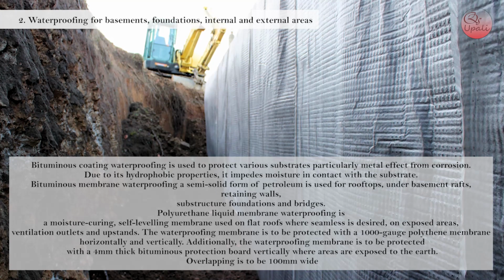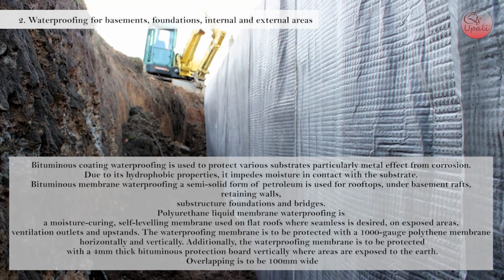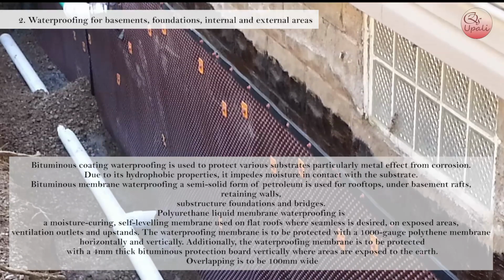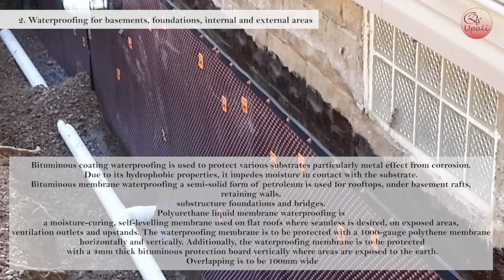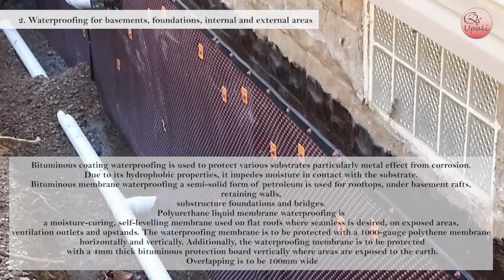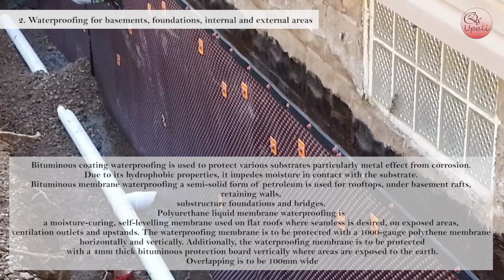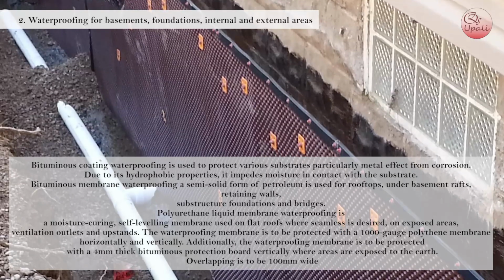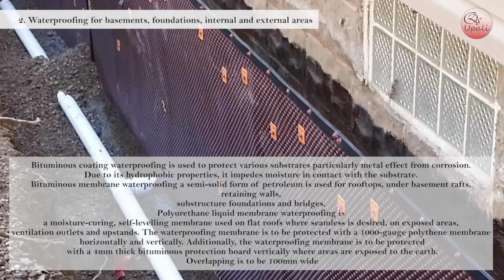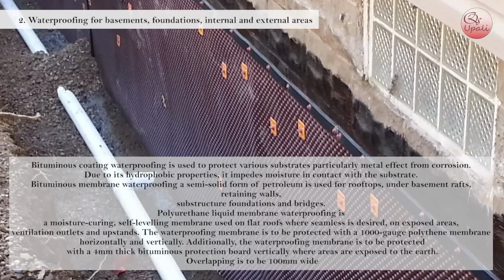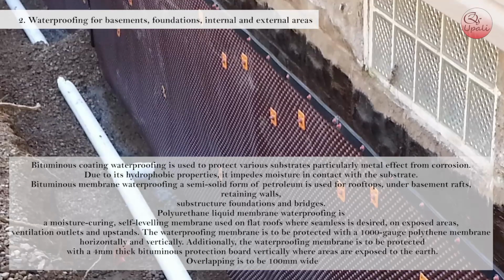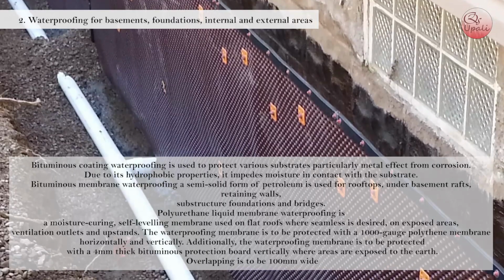Bituminous membrane waterproofing, a semi-solid form of petroleum, is used for rooftops, under basement drafts, retaining walls, substructure foundations and bridges. Polyurethane liquid membrane waterproofing is a moisture-curing, self-leveling membrane used on flat roofs where seamless finish is desired on exposed areas, ventilation outlets and upstands.